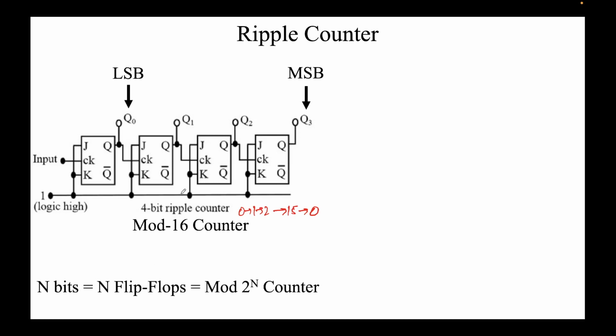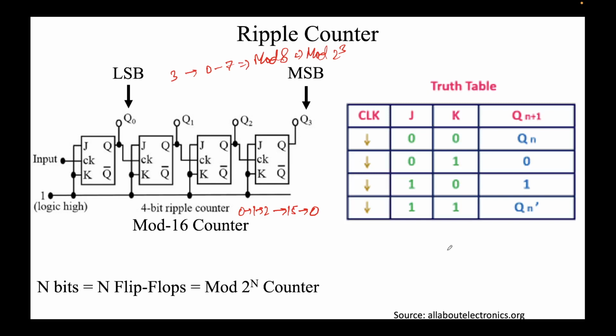So let's say if there were 3 flip-flops, this means the maximum value it can be from 0 to 7. This means modulo 8. So mod 2 to the power 3 is modulo 8, right, and so on. So this is just a good thing to remember.